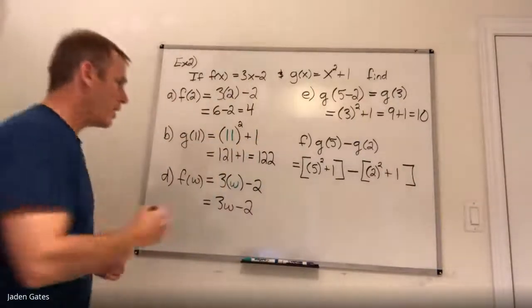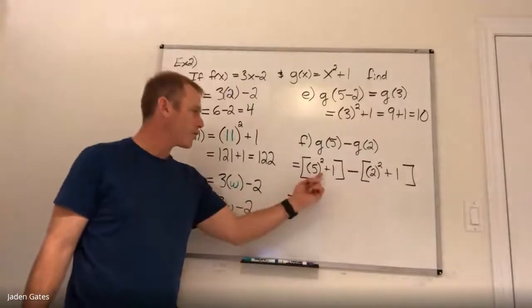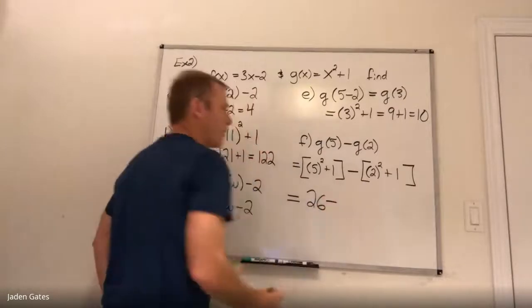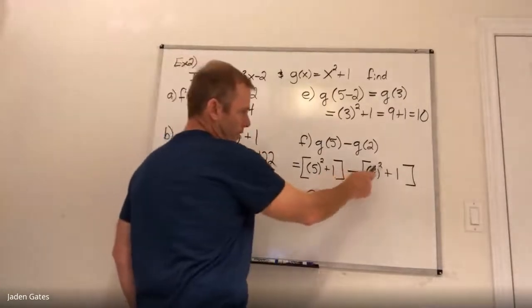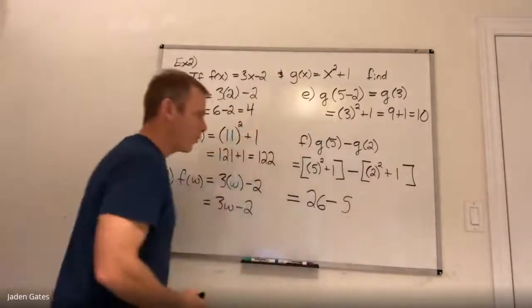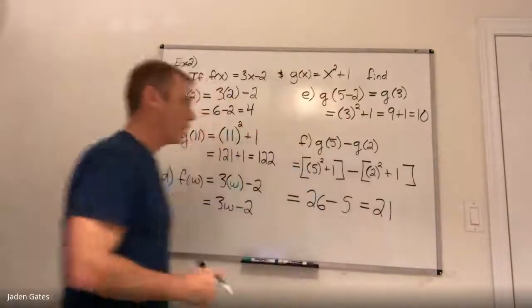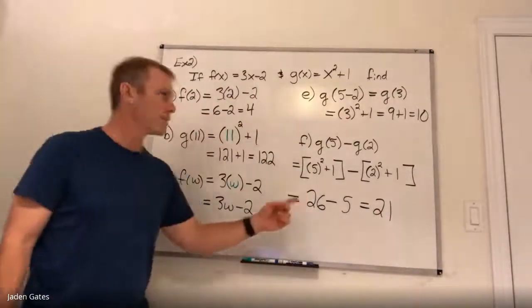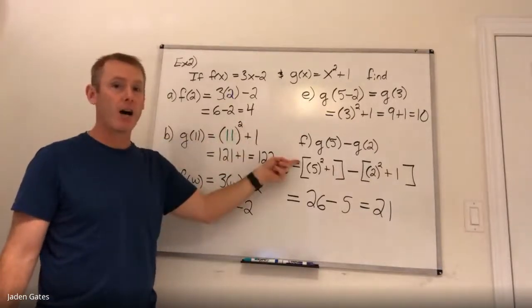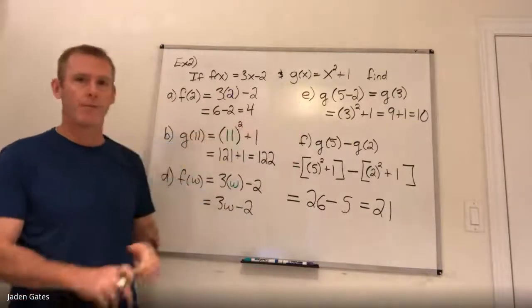All right, let's see here. I can just figure it out with a little math. I have 5 squared plus 1. That is 26. Subtract 2 squared plus 1. So 2 squared is 4 plus 1 is 5. And so I have 26 minus 5, 21. And so what you can see is g of 5 minus 2 is different than g of 5 minus g of 2. All right? So these two are not the same thing.